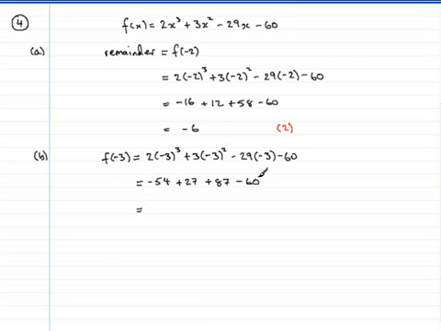Work this all out, and bingo, we have 0, just as we had hoped. So that means that x plus 3 is a factor. So let's just summarize that rather than leaving it at that stage, so the examiners clearly appreciate that we understand the problem. So therefore x plus 3 is a factor of f of x. Okay, just write that in there. There we go.